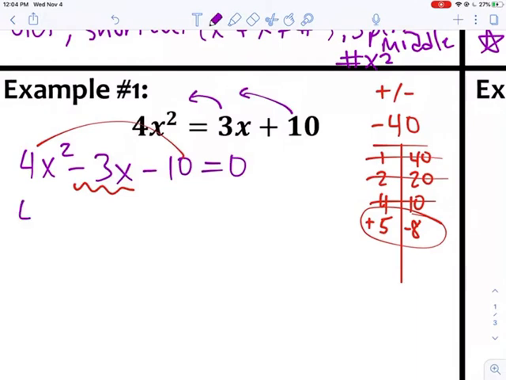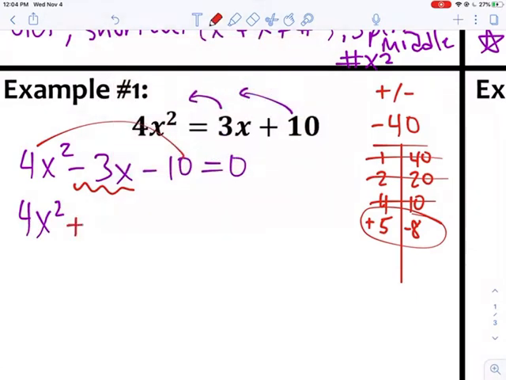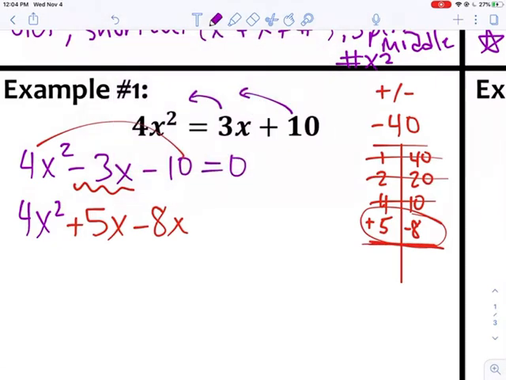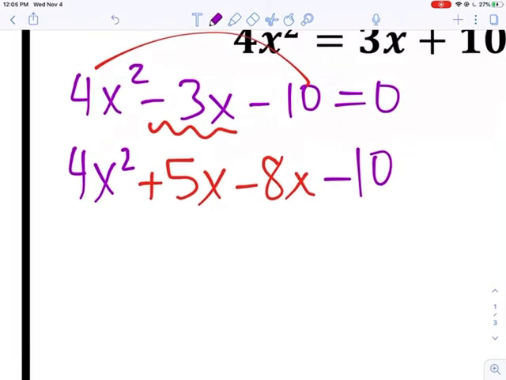So we're just going to replace that negative 3. So I'm going to keep my 4x squared, and instead of negative 3, I'm going to put plus 5x minus 8x. I got that from right here. And I'm making sure I tag them both up with an x because I'm replacing a like term of x. And then I can just keep bringing down the rest of it, so negative 10 equal to 0. And I can really truthfully forget about this equal to 0 for a second while I factor. By the way, your 5x and your negative 8x could go in any order.